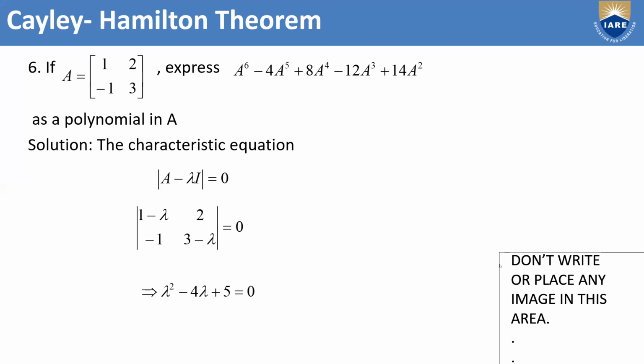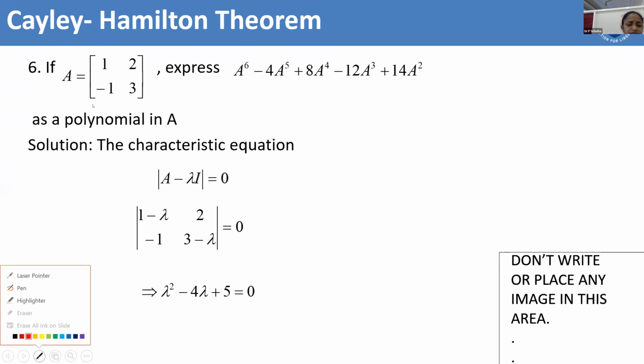So, good afternoon, students. Today we are going to discuss the polynomial by using Cayley-Hamilton theorem. Okay. So here we have a question: if A equals [1, 2; -1, 3]. So this is a 2 by 2 matrix, 1, 2, minus 1, 3.